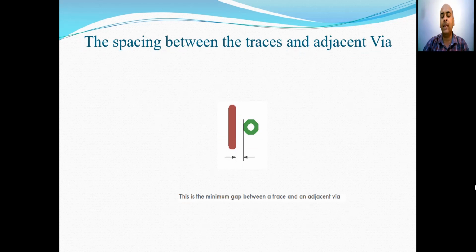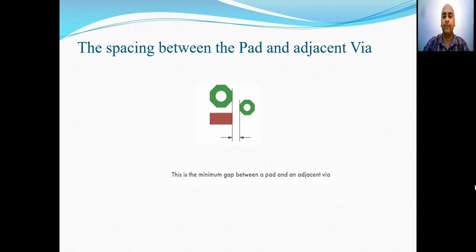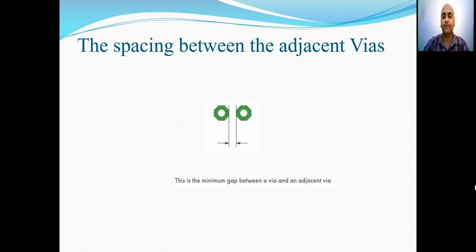The spacing between the traces and adjacent via. This is the minimum gap between a trace and an adjacent via. The spacing between the pad and adjacent via. This is the minimum gap between a pad and an adjacent via. The spacing between adjacent vias. This is the minimum gap between a via and an adjacent via.